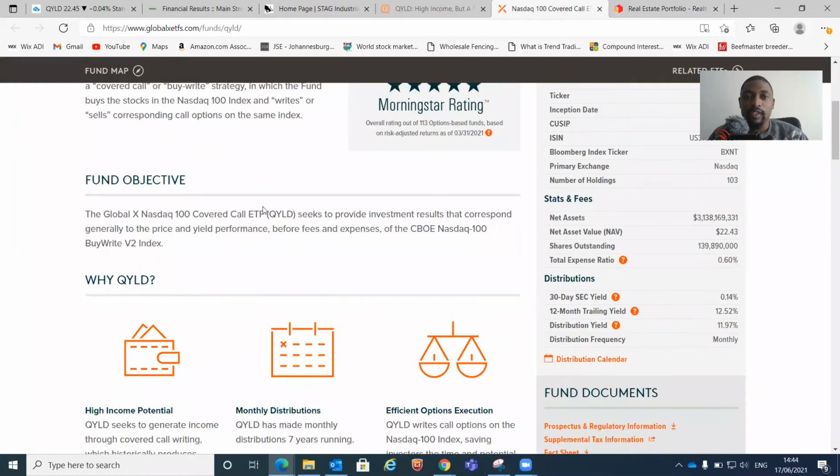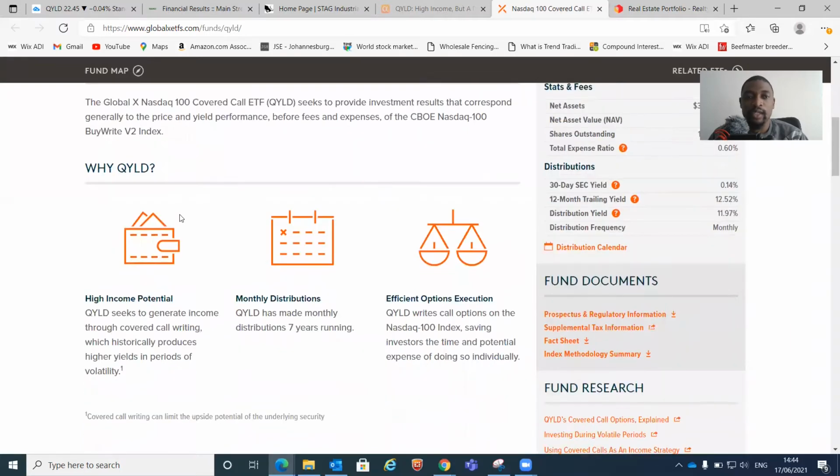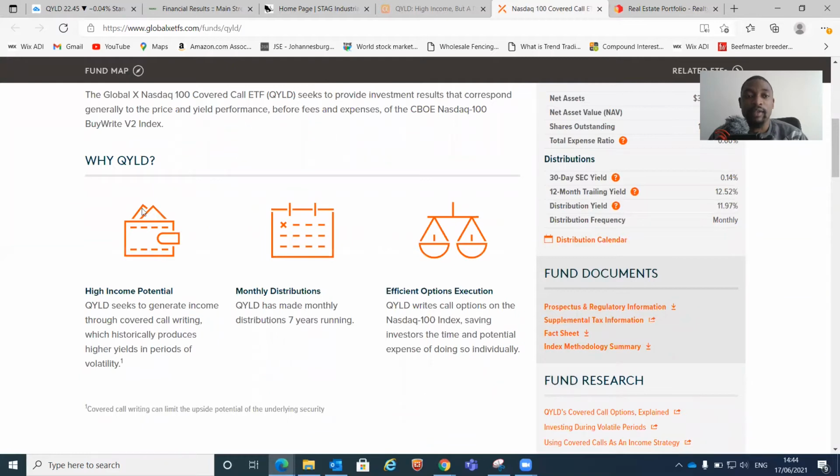The objective of this fund is to provide an investment return that corresponds to the price and yield performance before fees. So they are tracking this CBOE Nasdaq 100 BuyWrite V2 index. So that's a mouthful. What is important for you to understand is that this ETF has a high income potential.